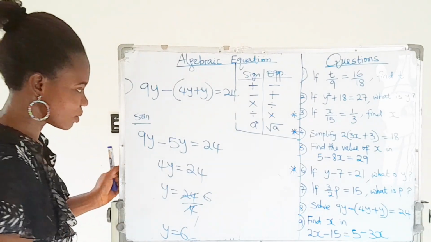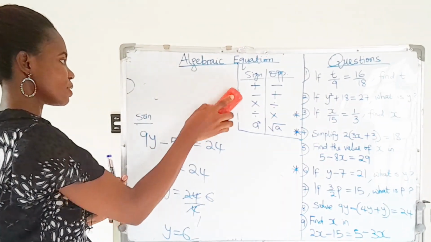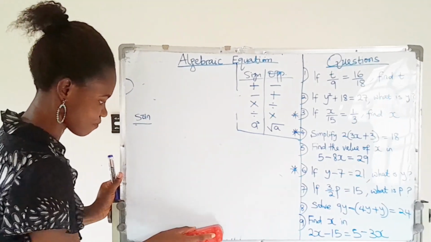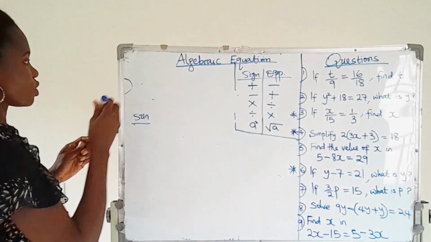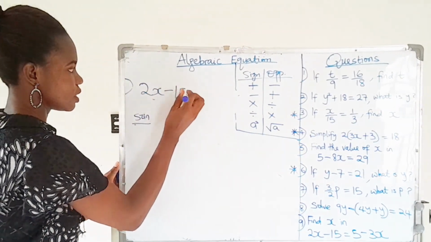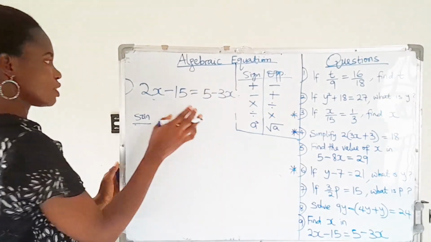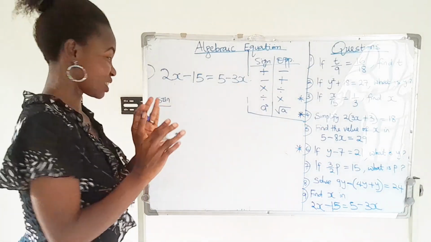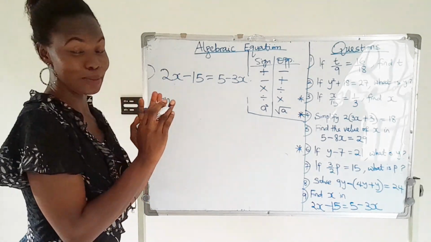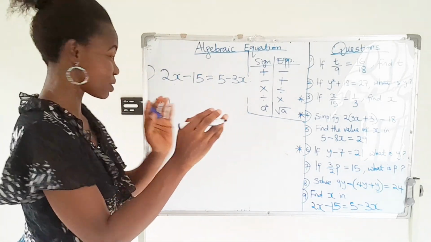Then the last one, question number 9. Question number 9, we have 2x minus 15 is equal to 5 minus 3x. So what we're going to do now, we have two different terms here. The terms with alphabet and the terms without alphabet. So the ones with alphabet come together, the ones without alphabet will stay together.